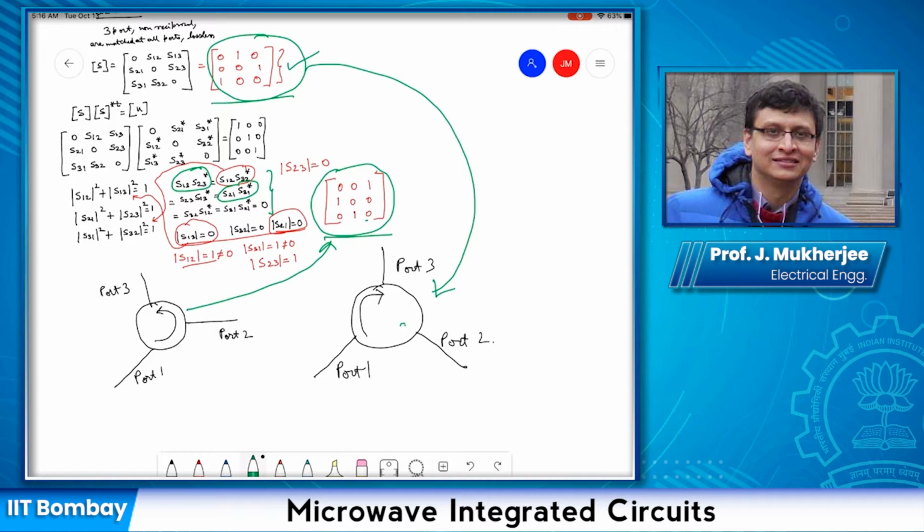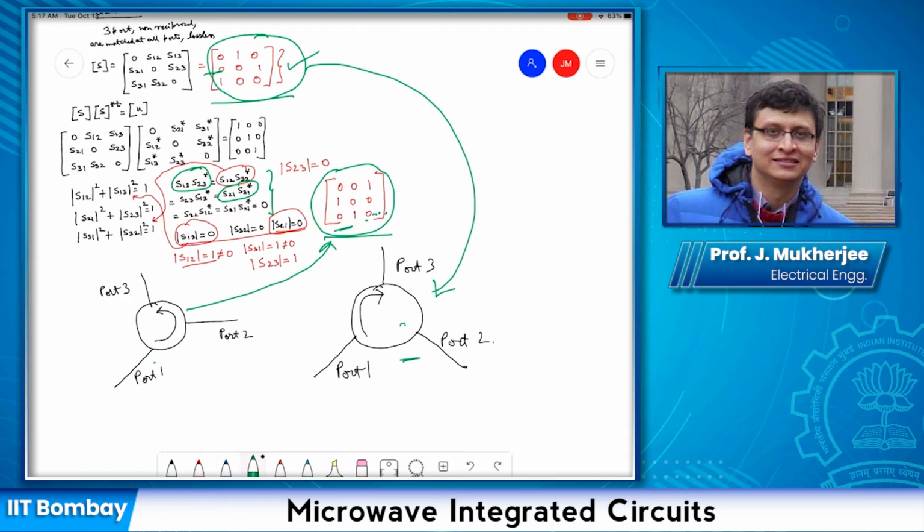Whereas in this case, signal is flowing from 1 to 2. Hence S21 cannot be 0, which is the case for this matrix. And S31 has to be necessarily 0, which is again the case here. In this case, S21 has to be 0 because signal is not flowing from port 1 to 2, and that is what we see here. S21 is 0. So now the question is, how does it happen? How do we achieve this non-reciprocal nature?